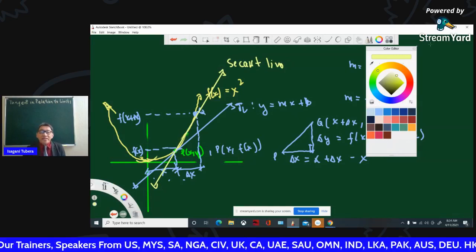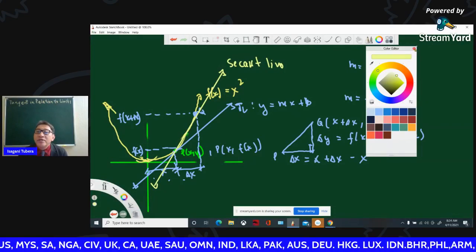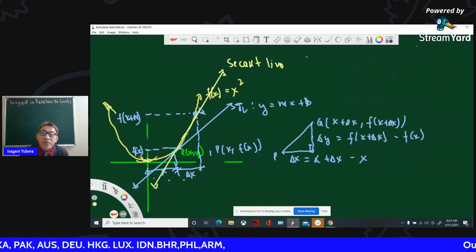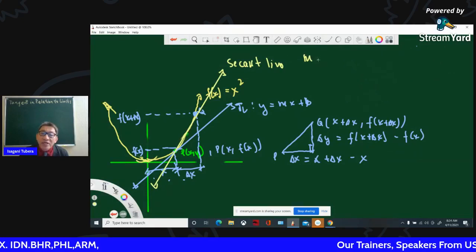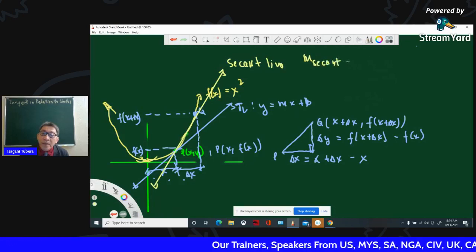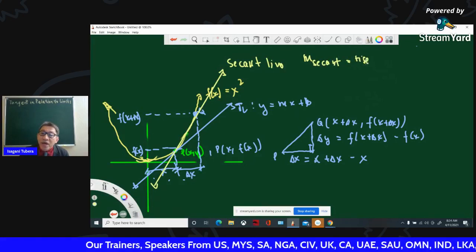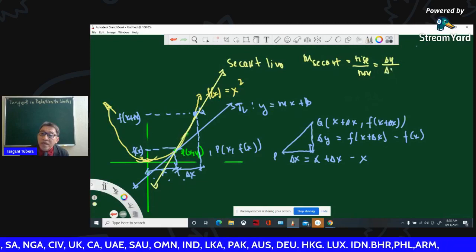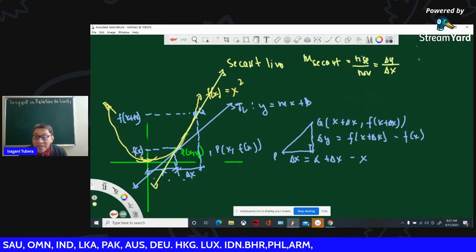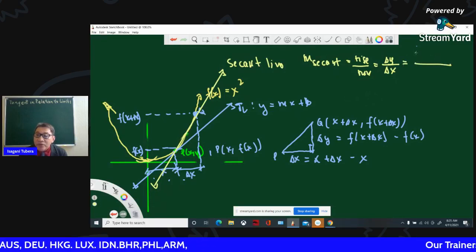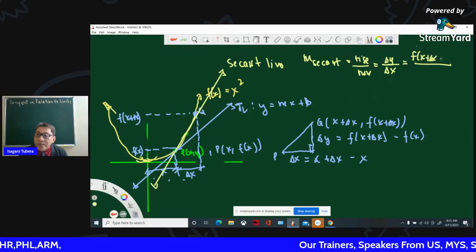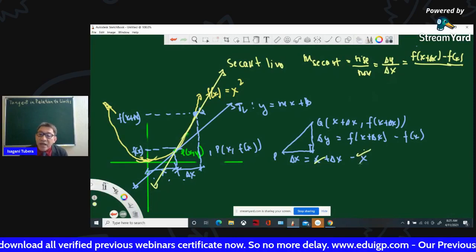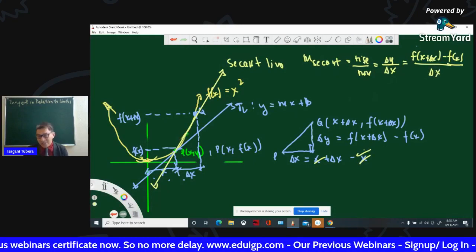Okay, so what is now the slope of a secant line? Therefore, the slope of a secant line, I'm going to erase this. M stands for slope, and this is now the secant. Since it is the ratio of rise over run, that can also be resolved into delta y over delta x. But what is delta y? Delta y is equal to f of x plus delta x minus f of x. And this one will cancel. So this is now equal to delta x.